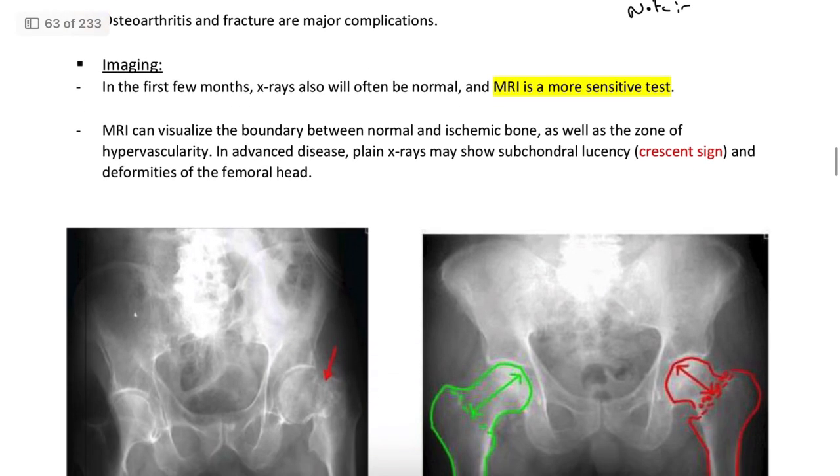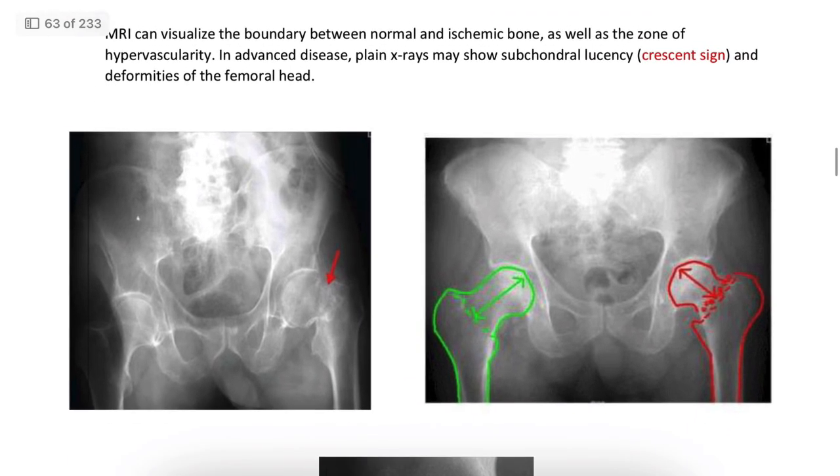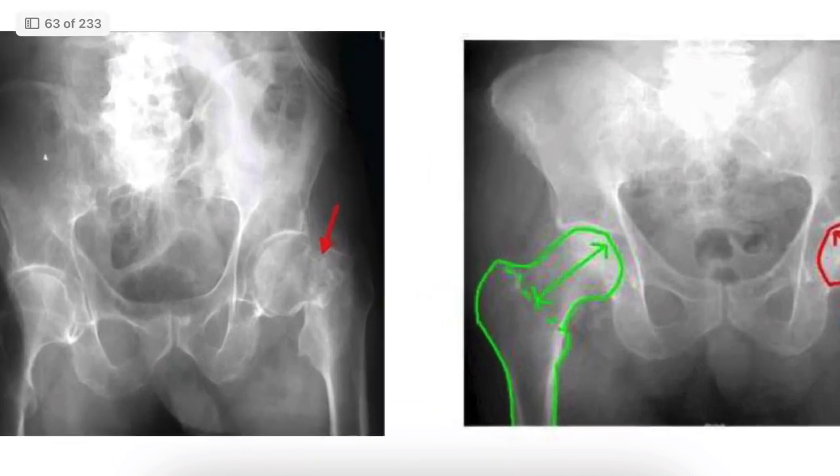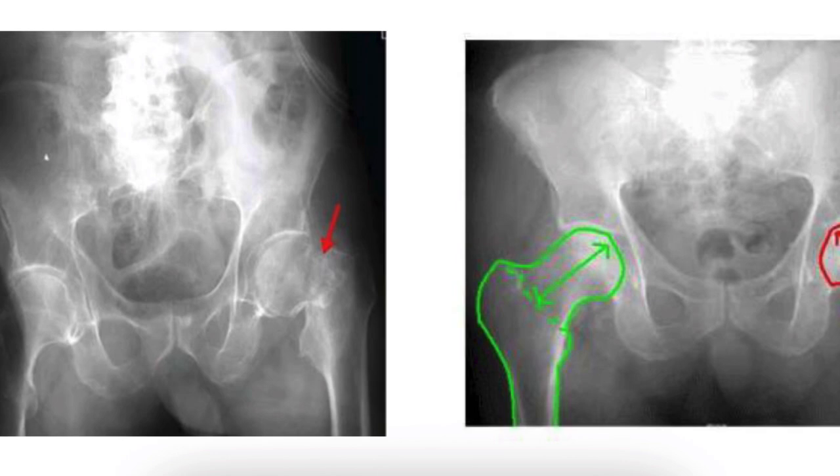In imaging, in early stages we can do X-ray, but X-ray may look normal, and MRI is the most sensitive, it shows ischemic changes early. Okay. You can see these X-ray images here. In advanced stage, we will get the crescent sign. In this crescent sign, the subchondral lucency, you can see the subchondral bone collapse, with femoral head flattening and collapse. You can see this image.